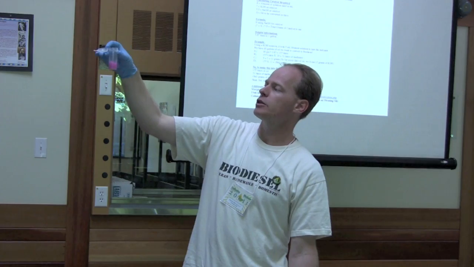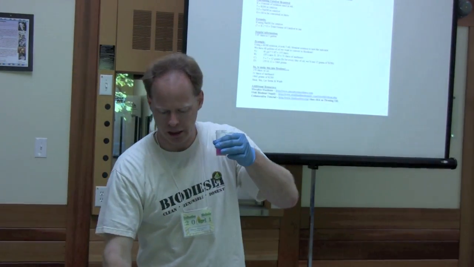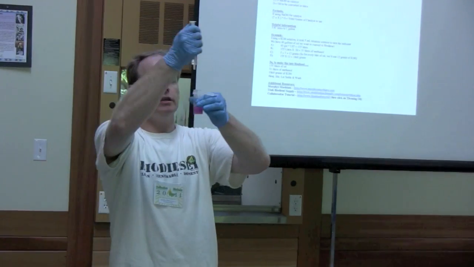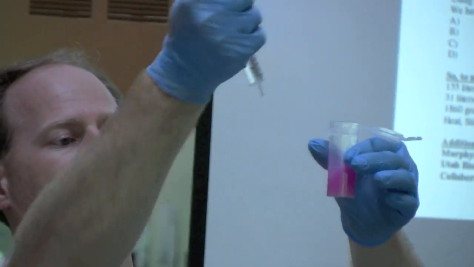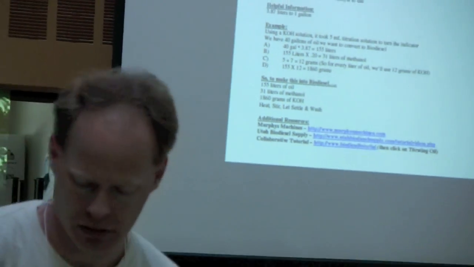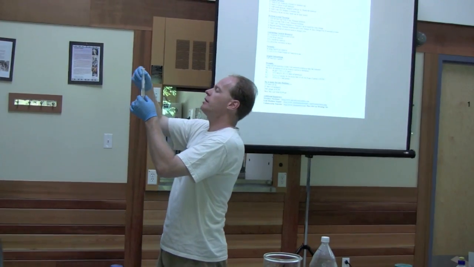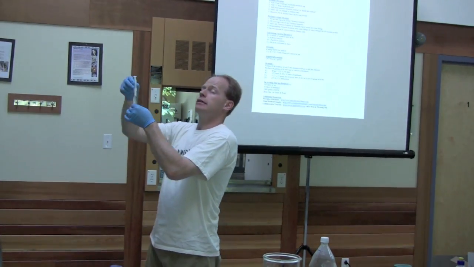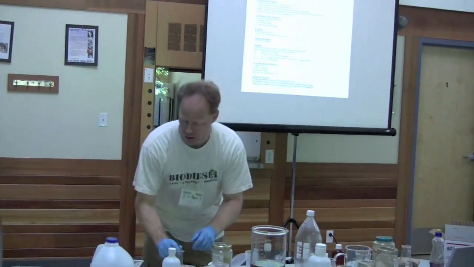Okay, this stuff is starting to turn back to a normal color, and the rule of thumb is you want this stuff to turn and stay turned for about 30 seconds. See that deep purple? Okay. So what we do is we started with 10 milliliters and we ended with 6. 10 minus 6 is 4, so my titration value for this was 4.